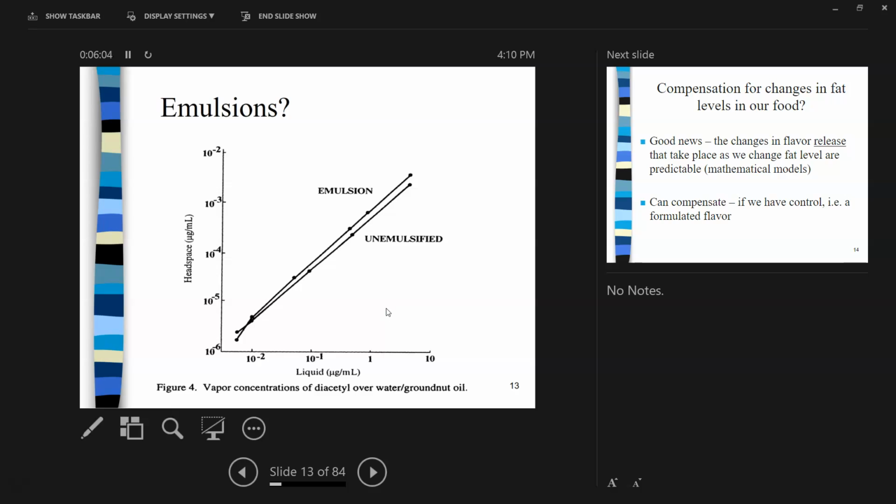Well, would this change if it was shaken? It shouldn't. No, this is an equilibrium. Once that equilibrium is established, it won't change.